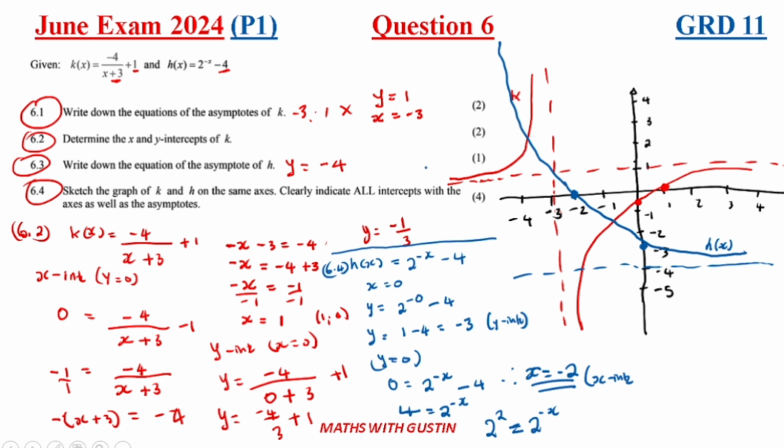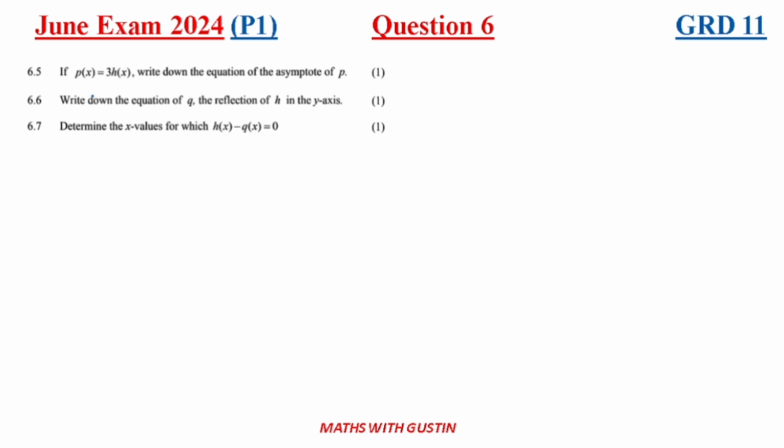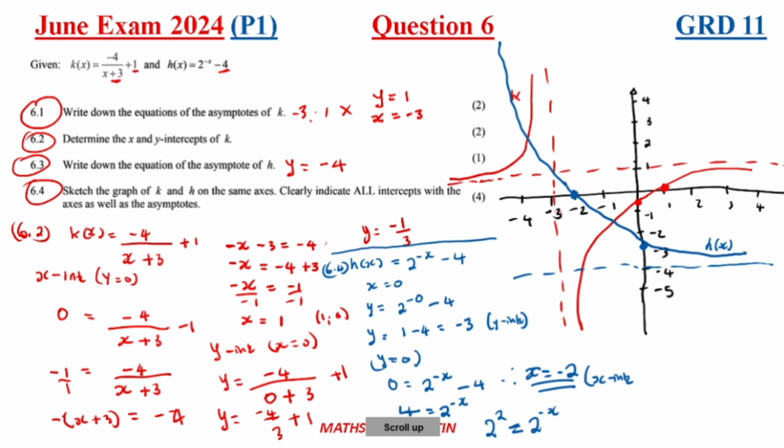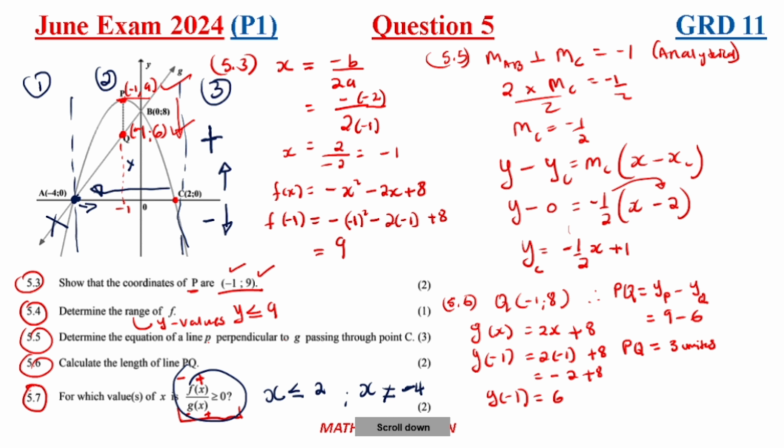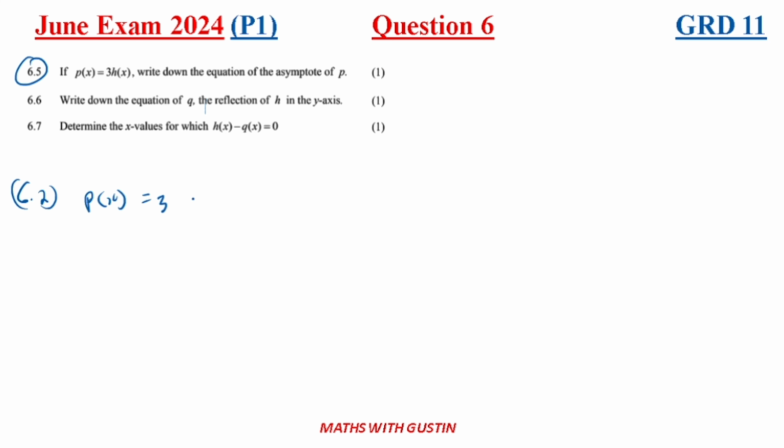Now let's move on to 6.5. 6.5 says here, if p of x is given by 3 times h of x, write down the equation of asymptotes of p. So now let's see what the equation for h of x is. Let's go backwards, just to confirm. The equation for h of x is 2 to the power negative x minus 4. Right?